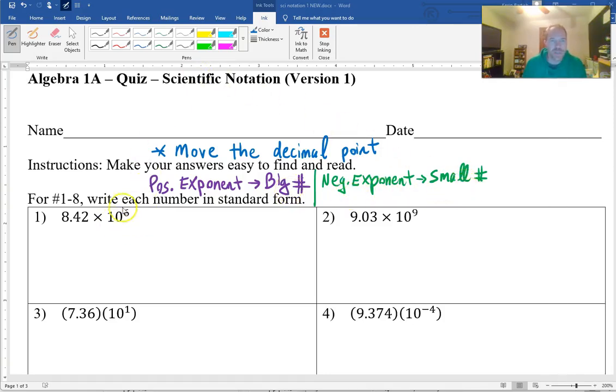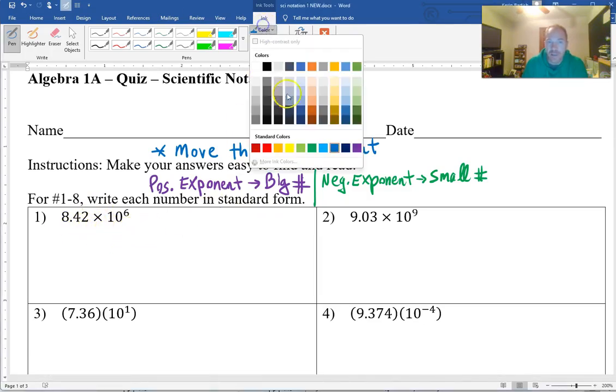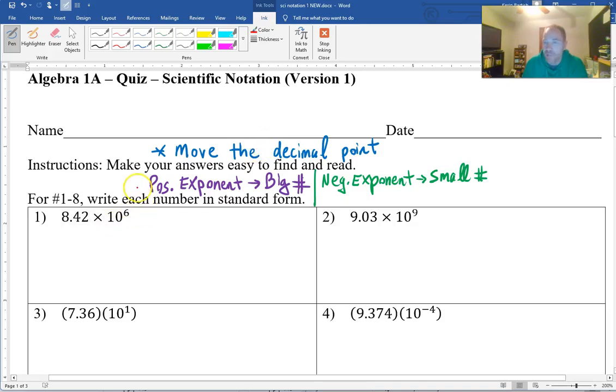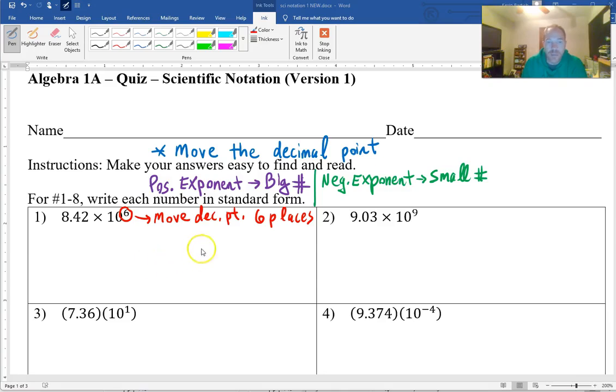So if we take a look at the first example together, our instructions for 1 through 8, we are to write each number in standard form, the regular way. So number 1, we have 8.42 multiplied by 10 to the 6th power. That 10 to the 6th power, the exponent tells me I'm going to move the decimal point 6 places. And since it's a positive 6, the exponent is a positive number, that tells me that the result of this is going to be a big number as opposed to a small number.